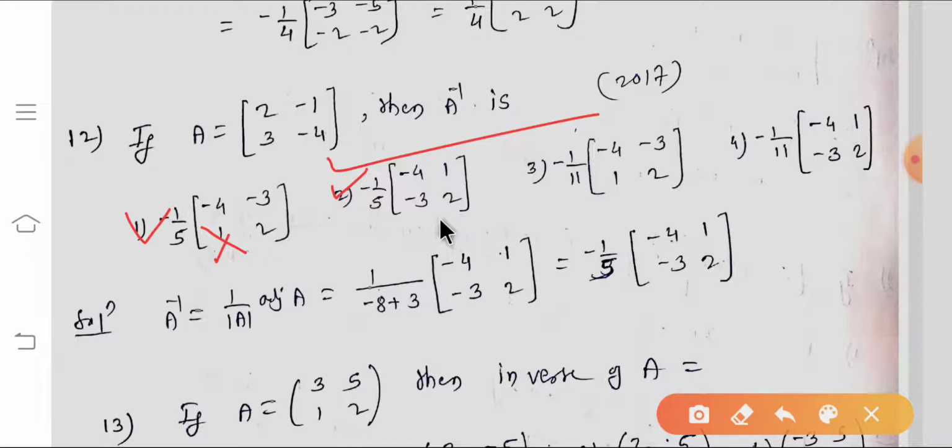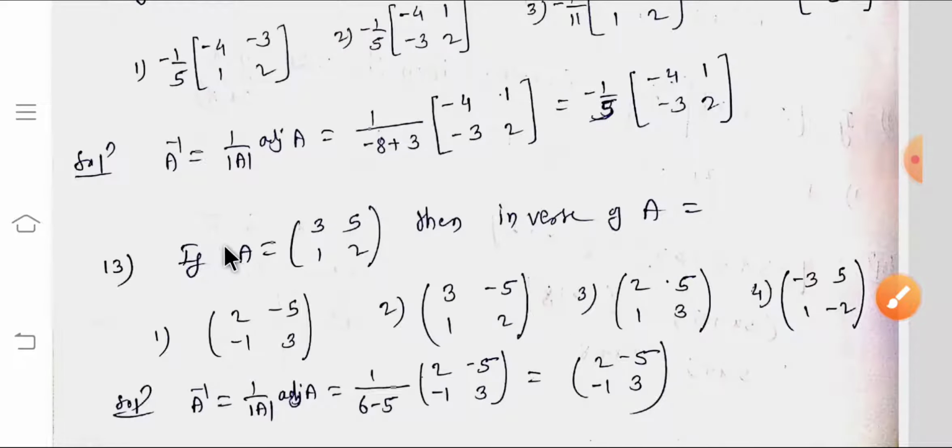Remember this: how to find it? First we find the determinant, 1 by determinant of A, which gives minus 1 by 5. Next, the adjoint of A is obtained by interchanging the principal diagonal elements, and next changing the signs of the other elements. So this is the right option.